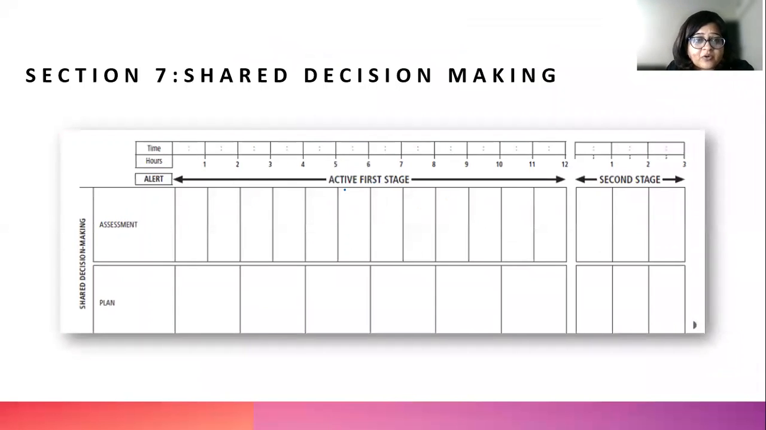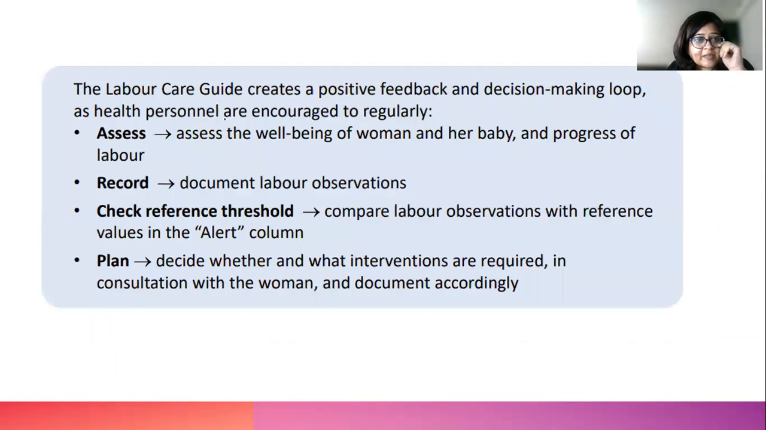Section 7 is important. So section 7, this is a new one, shared decision making. So what was your assessment and what is your plan? And this has been briefly described as these words. So what will you do? You will first assess her, then record the observation on the labor care guide, check the reference threshold by seeing the alert column, and then make a plan. Okay, decide what intervention is required, if at all. So remember this: assess, record, check, and plan. ARCP, or however you want to remember this: assess, record, check with the alert value, and then plan your management.